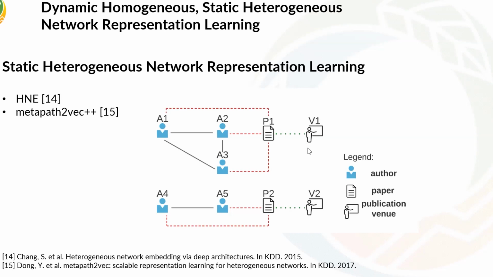So now we need to consider multiple types of objects and multiple types of relationships among those objects. This is a very simple example to illustrate this type of network. But when it models some other real-world application domain, this kind of network can get very complex as well. Some famous algorithms developed for this type of network are HNE and MetaPath2Vec++.